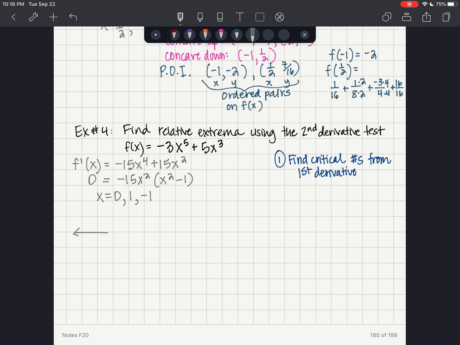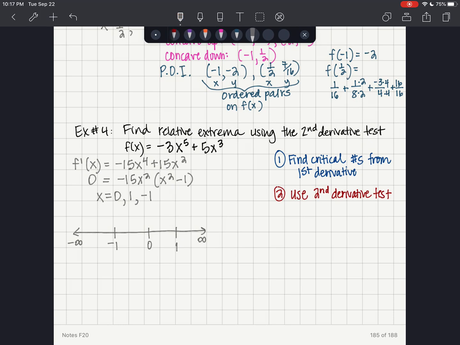So on a number line, I'm going to place those critical numbers, negative infinity to positive infinity, and that number line represents your domain. So negative 1, 0, and 1. Okay, now we're ready for the second step. The second step says use the second derivative test, and I'll tell you what that is in just a sec. Use the second derivative test.